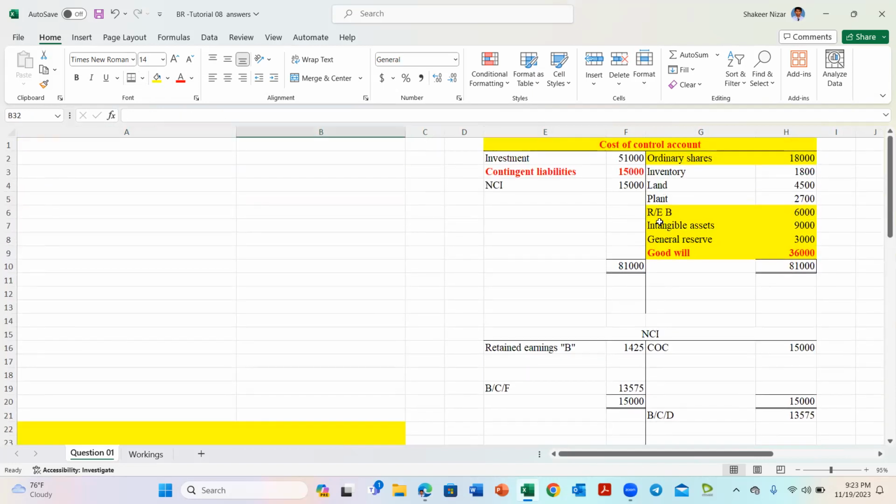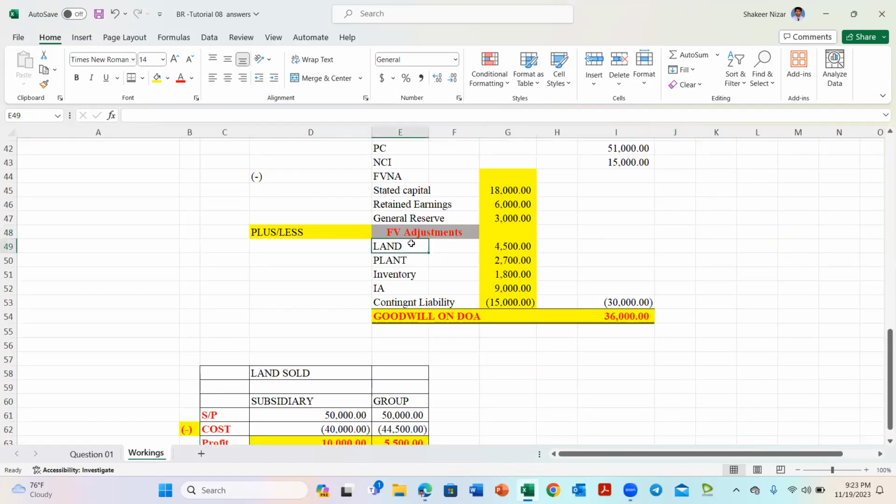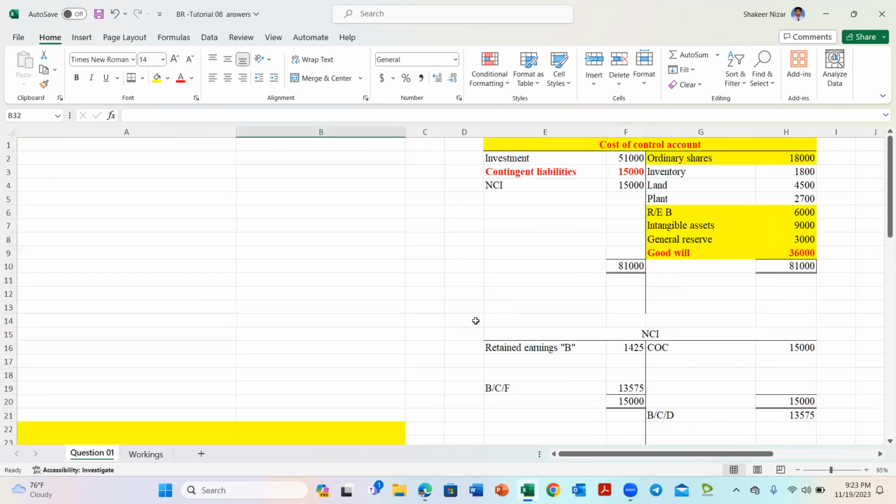That's why. And the inventory 1,800. We discussed that the inventory is 1,800. Double entry is inventory debit, it's an asset, and the cost of control should be credit because net asset is increasing when the asset is increased, right? The land also like that, 4,500, and the plant also like that.